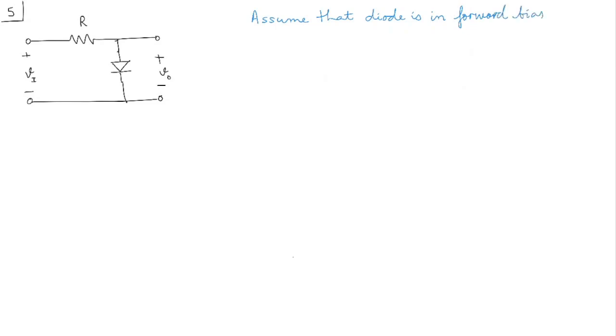Okay, in this case, how would the circuit look? The resistance remains the same. This is the output. Here we have this, and instead of the diode you can replace it with a 0.7 volt source, isn't it? So this is Vi and this is Vo. Now in this case, what is Vo going to be? And you can easily see that Vo is equal to 0.7.